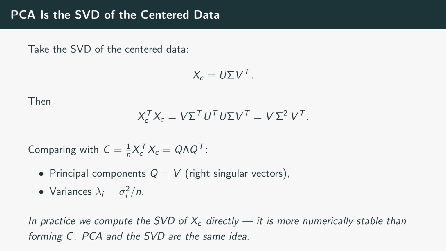So principal component analysis and the singular value decomposition are not two methods, they are one idea seen from two sides. In practice, we almost always compute the SVD of the centered data directly, because forming the covariance matrix first can square the numerical errors and lose precision. The SVD does the same job more stably. The decomposition we built last episode is the literal engine of PCA.